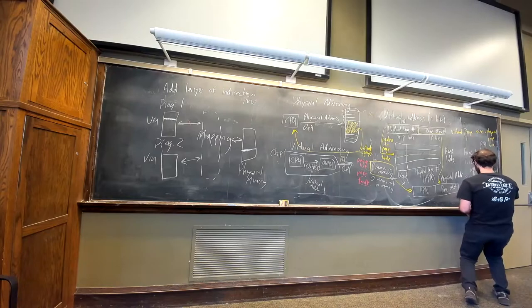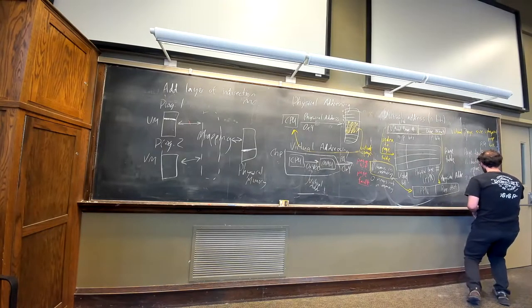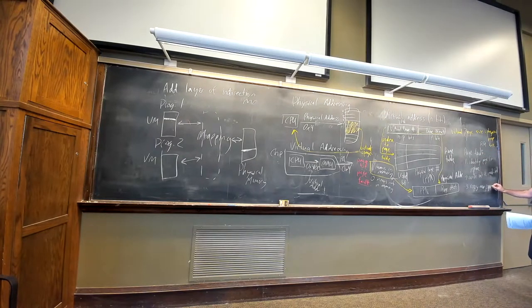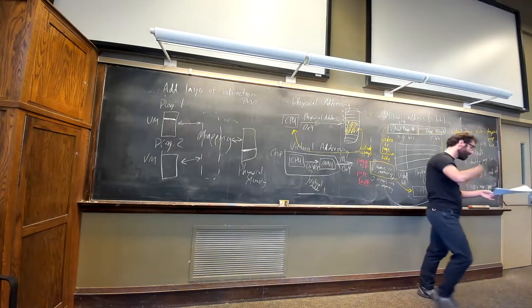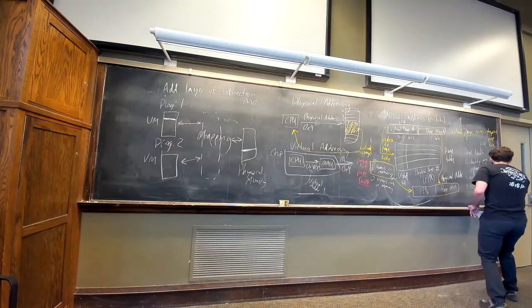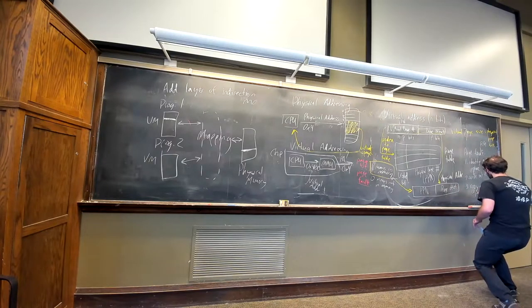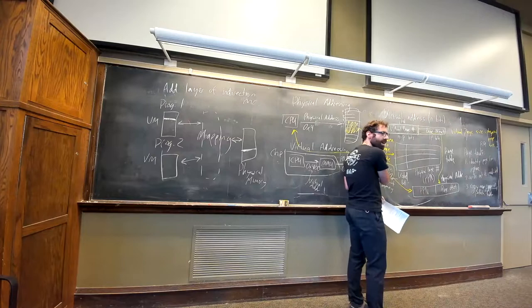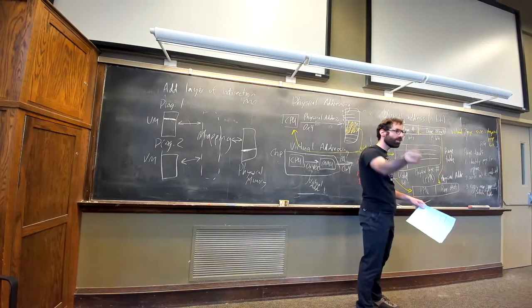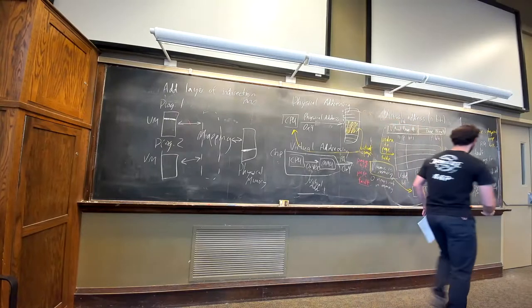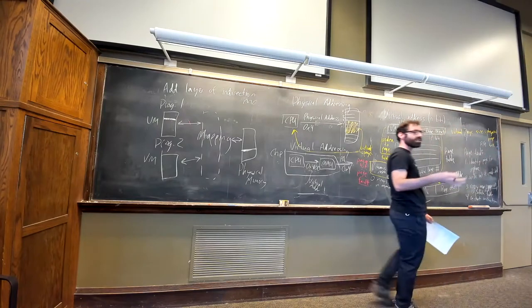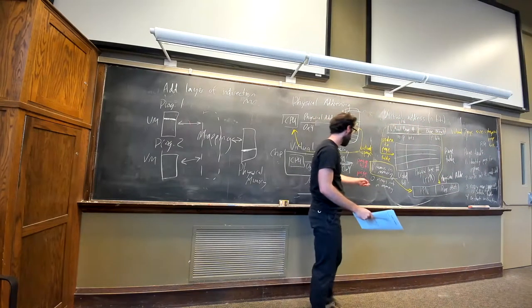Then we copy the new page from disk into memory. Update our page table. Now that page is valid, we can fill in the physical page number where we just copied the page into memory. And finally, we're going to restart whichever instruction caused the page fault.